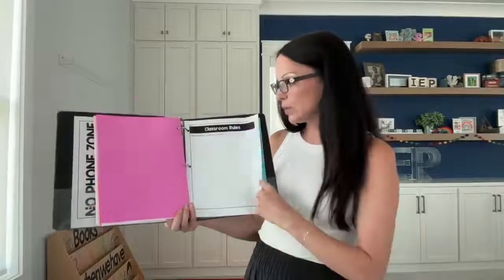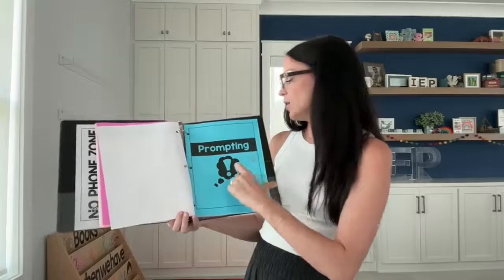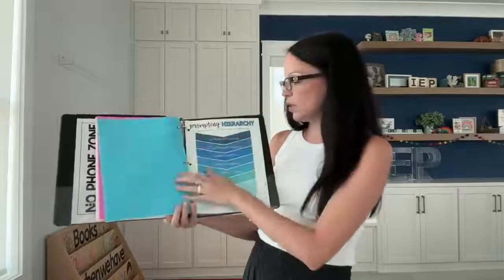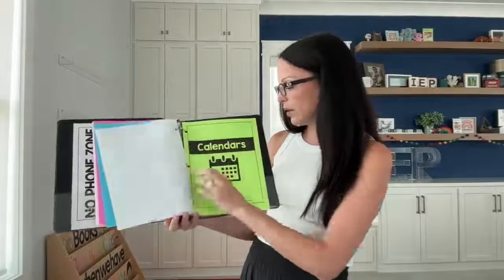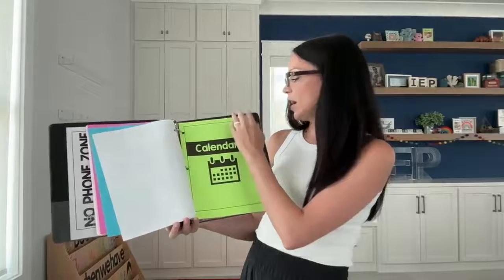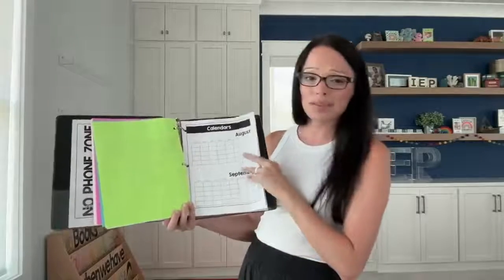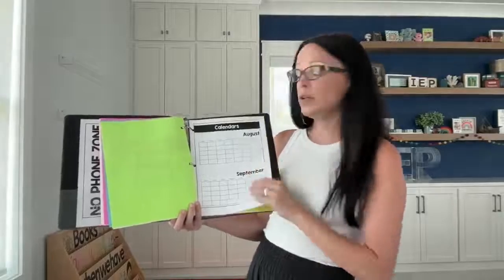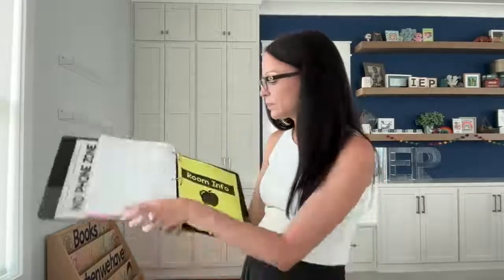Class rules. So what are the classroom rules? There is prompting, and so there is a poster that comes with it. This is also a free resource. I'll come back through and link that for you as well. A prompting hierarchy. Calendars, so they can keep track of their own due dates or when certain things are due. School assemblies, field trips, days off. You can easily also print off a school calendar and throw that in here.